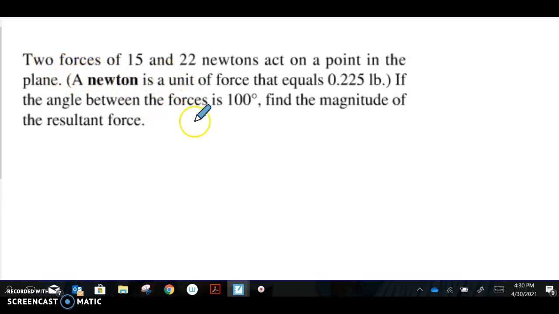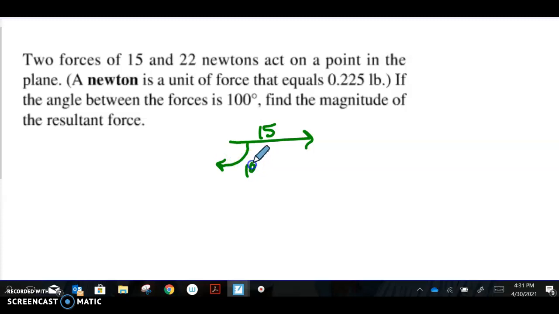So if I have two forces of 15 and 22 that act on a point in a plane, and the angle between the forces is 100 degrees, find the magnitude of the resultant force. So I have two forces, 15 and 22, and it's about 100 degrees from there.